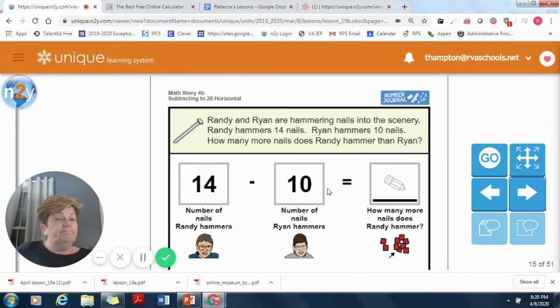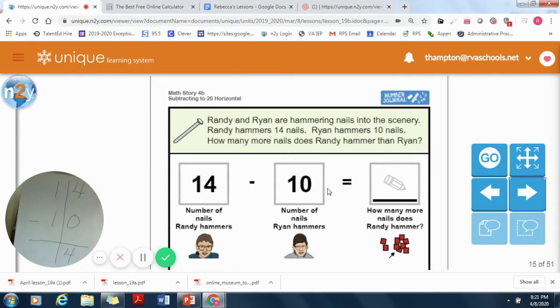Now, if you have 4 pairs of tennis shoes and you don't lose any of your tennis shoes, you don't give any of them away, no one borrows them, how many pairs of tennis shoes do you still have? 4. Very good. Because we didn't take anything away from it, right? 0 means nothing.